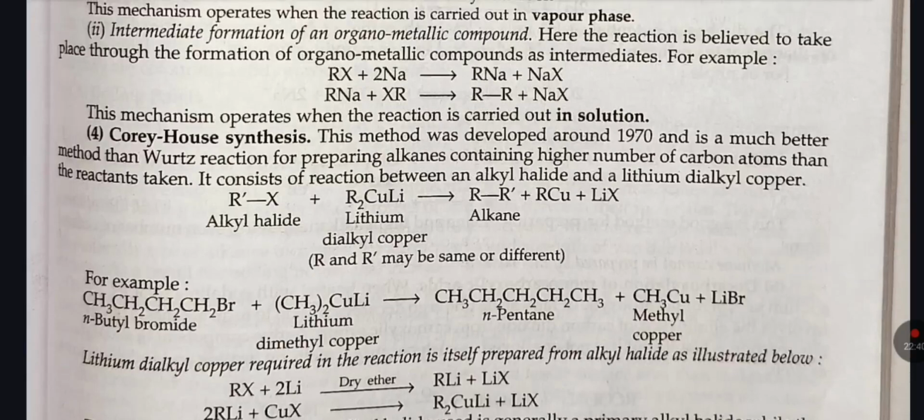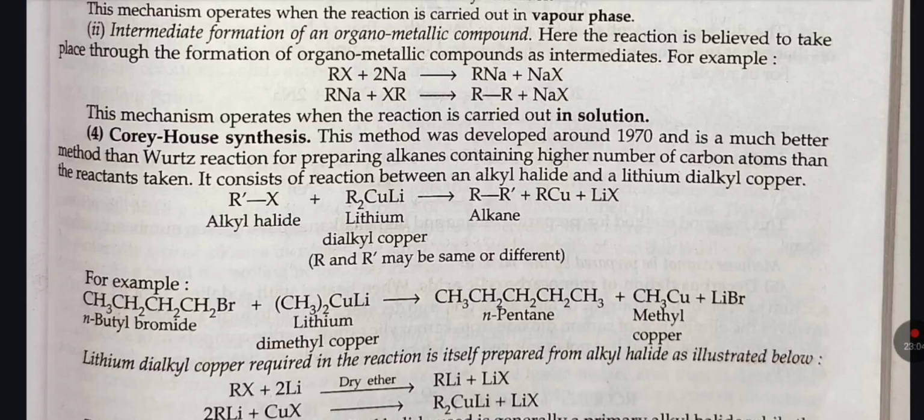Second, intermediate formation of organometallic compound. Here the reaction is believed to take place through the formation of organometallic compounds as intermediates. For example, RX plus 2Na will give RNa plus NaX, RNa plus XR will give R-R plus NaX. This mechanism operates when the reaction is carried out in solution.